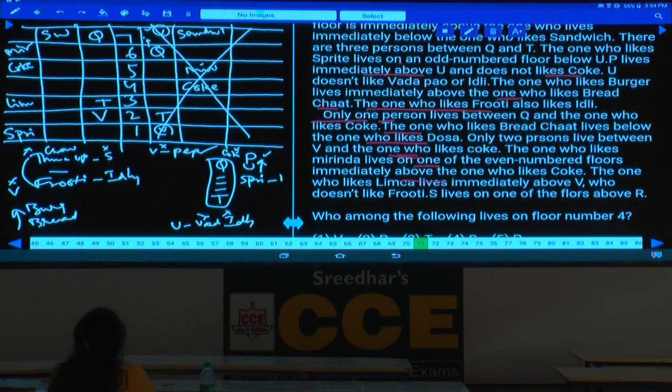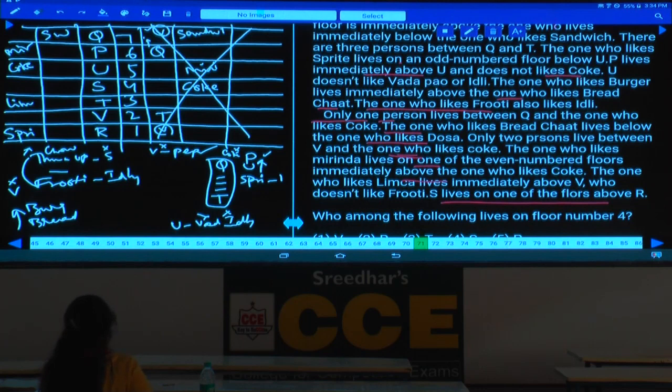As P does not like Coke, P and U must be adjacent to each other, at 4 and 5, or 5 and 6. Out of which 4 and 5 is ruled out because P does not like Coke. As P does not like Coke, so where should this be? P must be on the 6th floor and U must be here. And regarding the remaining 2 persons, S lives on one of the floors above R. S is on one of the floors above R, S and R will be like this. Clear? S and R we have finalized.